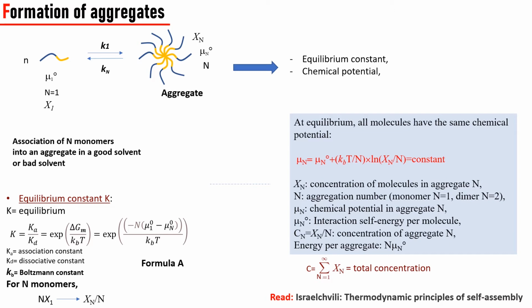At equilibrium, all molecules have the same chemical potential. And at equilibrium, the equilibrium constant is defined by the association constant divided by the dissociation constant, which is exponential to the delta G divided by kBT, the Boltzmann equation, sorry. And the formula gives a relationship between the equilibrium constant and the chemical potential in aggregate N.